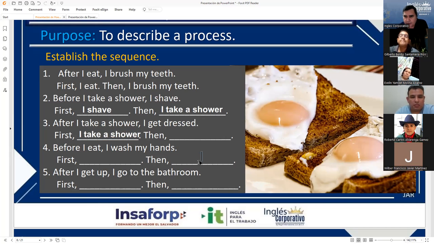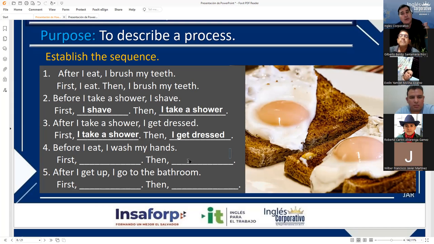First, I take a shower. Then what? I get dressed. Okay, excellent. First, I take a shower, then I get dressed. Now, this one is similar to number two.